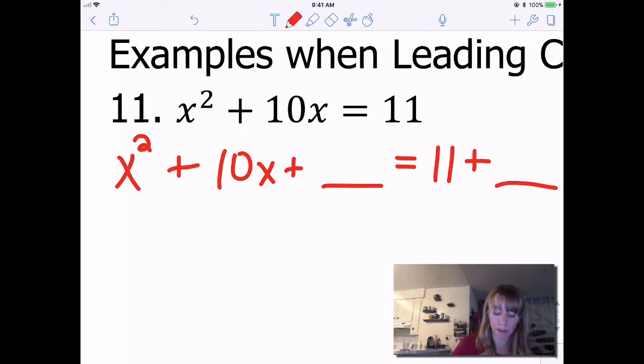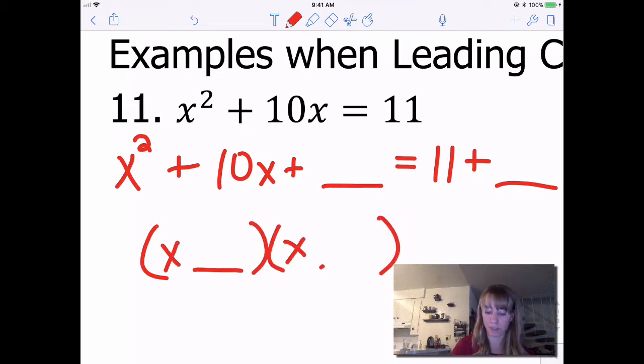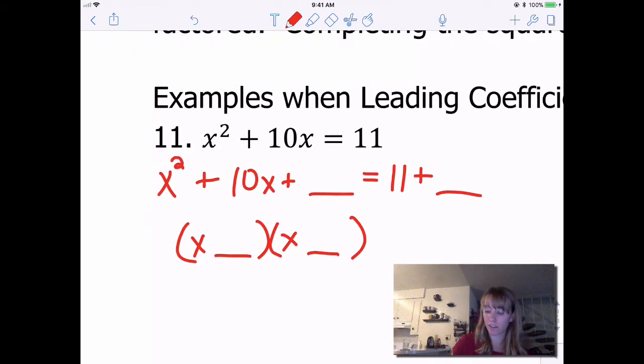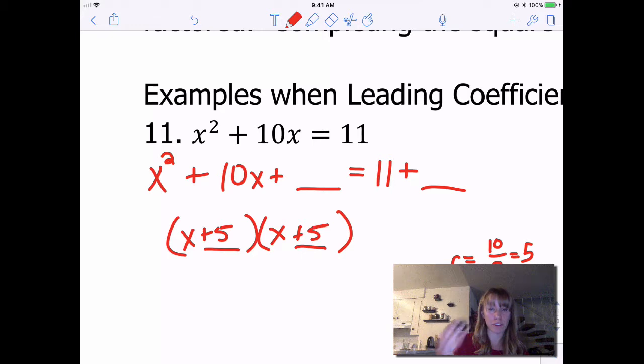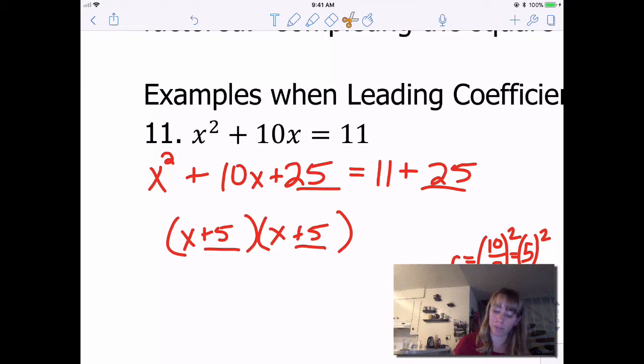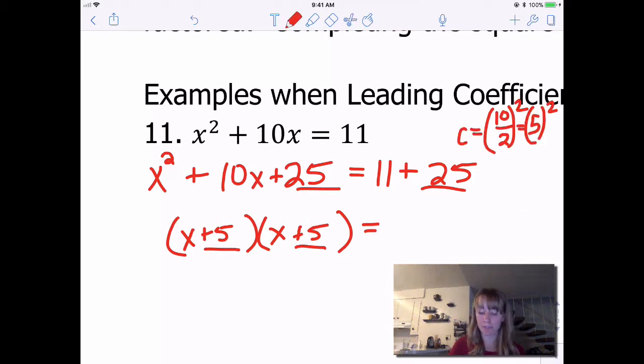So what I did for completing the square earlier is I said x and x. I want to know what to put here. So I take 10, I can say that c is 10, and I want to divide it by 2, which is 5. So that's what goes in my blanks here. And then to know what goes in for c, I'm going to square these two pieces, which is 25. But if I put a 25 on the left, I also have to put a 25 on the right. So then I have x plus 5 times x plus 5. 11 plus 25 is 36.